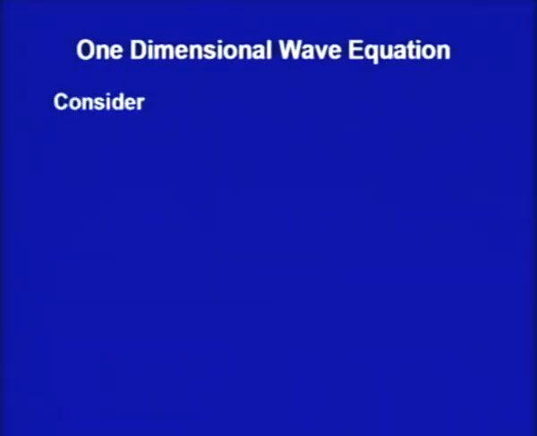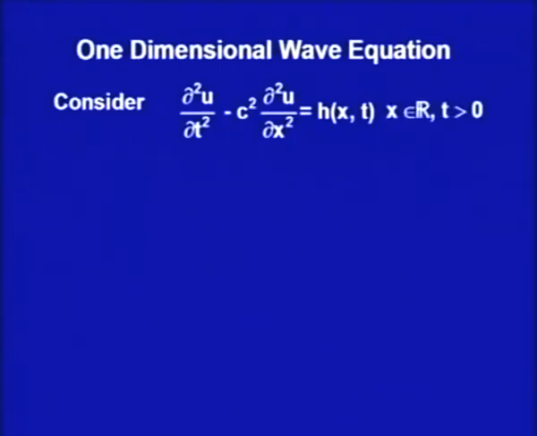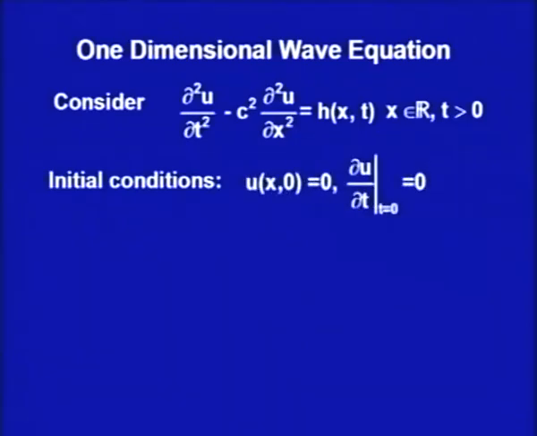So, one-dimensional wave equation, we had learned that it is ∂²u/∂t² minus c² ∂²u/∂x² is equal to 0, that was the homogeneous one. Now, we are having on the right hand side h(x,t), a function of x and t, in the whole region defined on the whole real line, that is minus infinity to plus infinity, and t positive. The initial conditions we do have are u(x,0) is 0 and ∂u/∂t at t equal to 0 is 0.